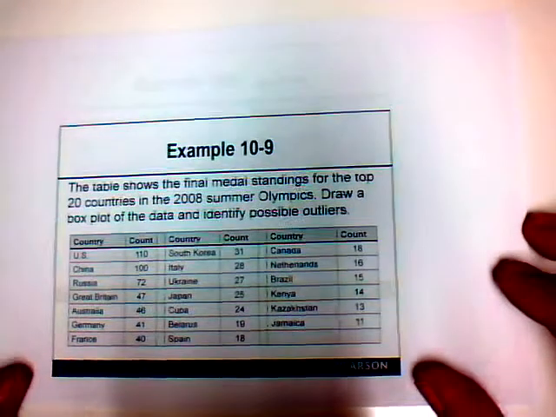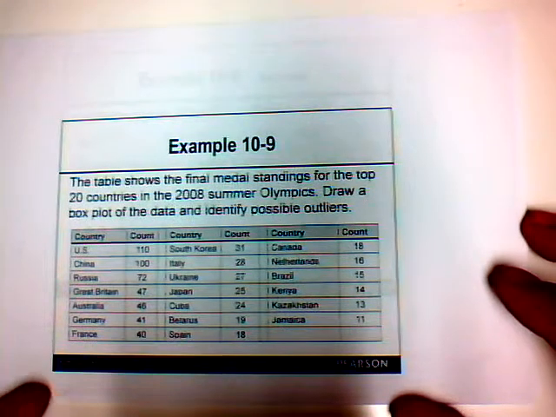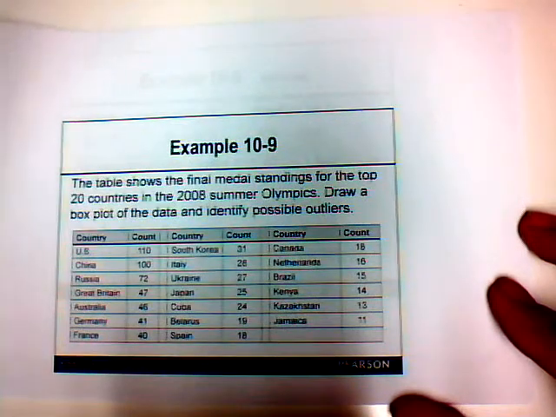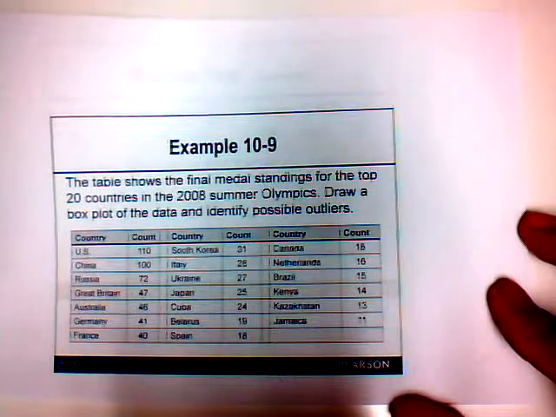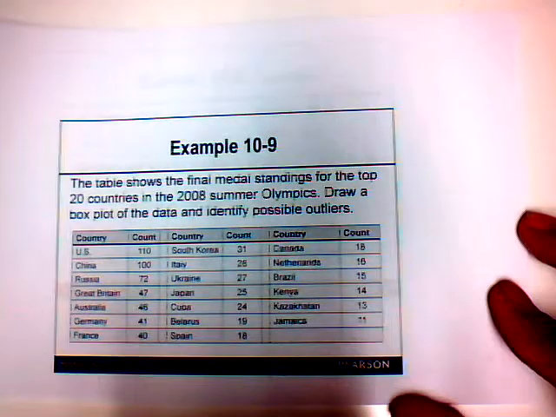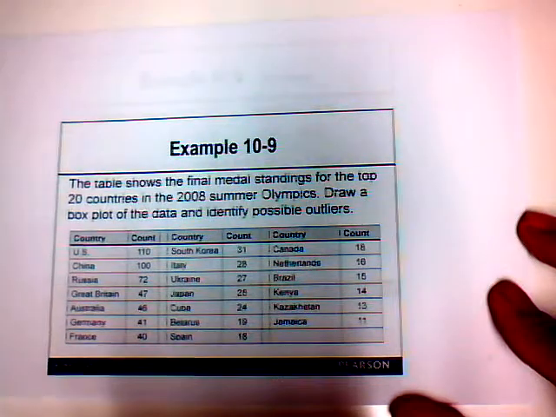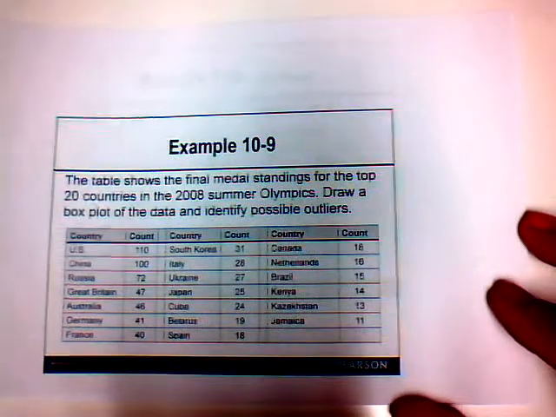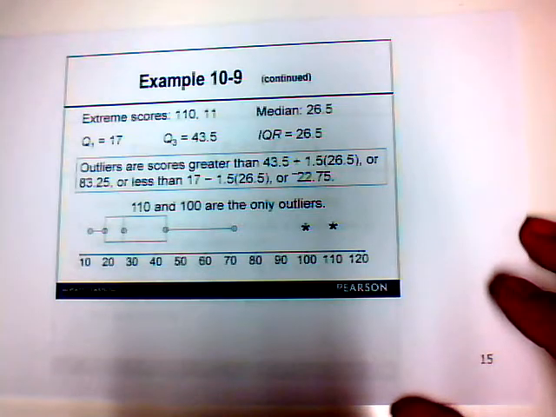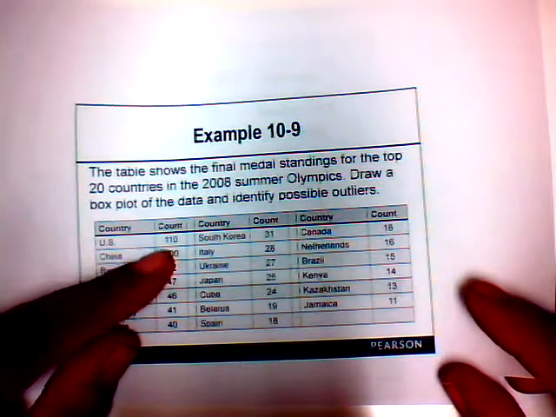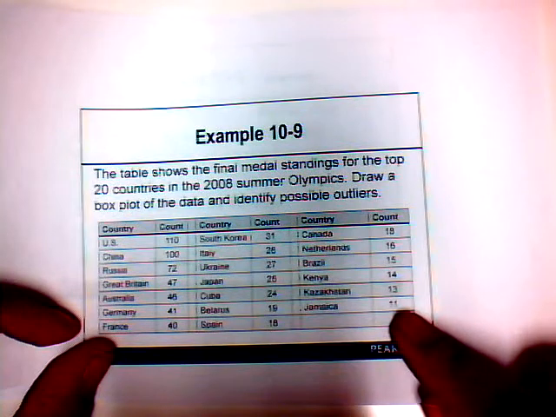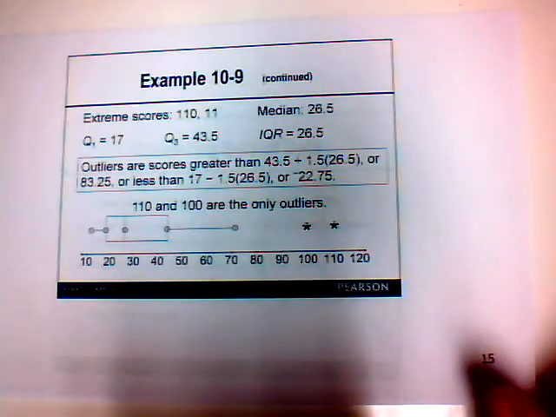All right, now look at this example here. The table shows the final medal standings for the top 20 countries in the 2008 Summer Olympics. Draw a box plot of the data and identify potential outliers. Here we have two extreme scores in this set of data, 11 and 110. There's 110 right here, and there's 11 right here. Those can be considered potential outliers.